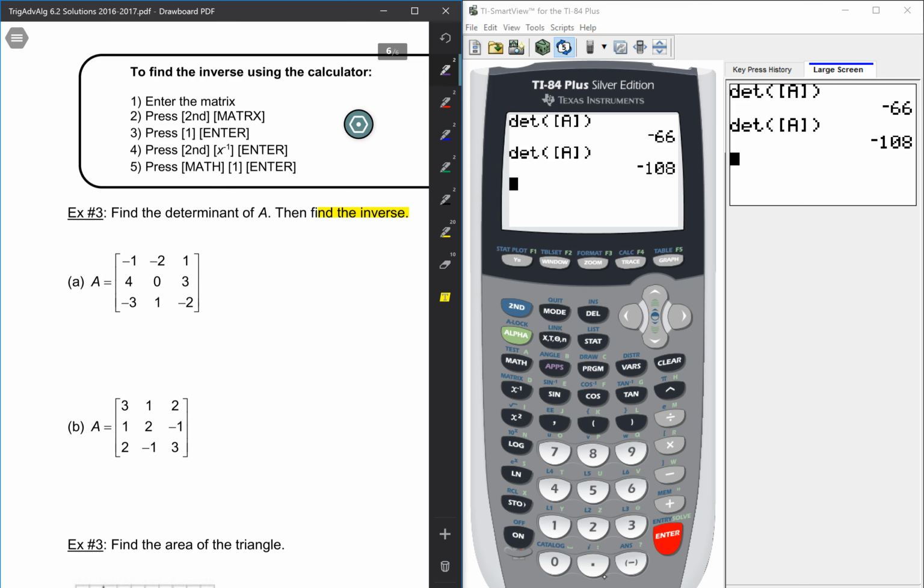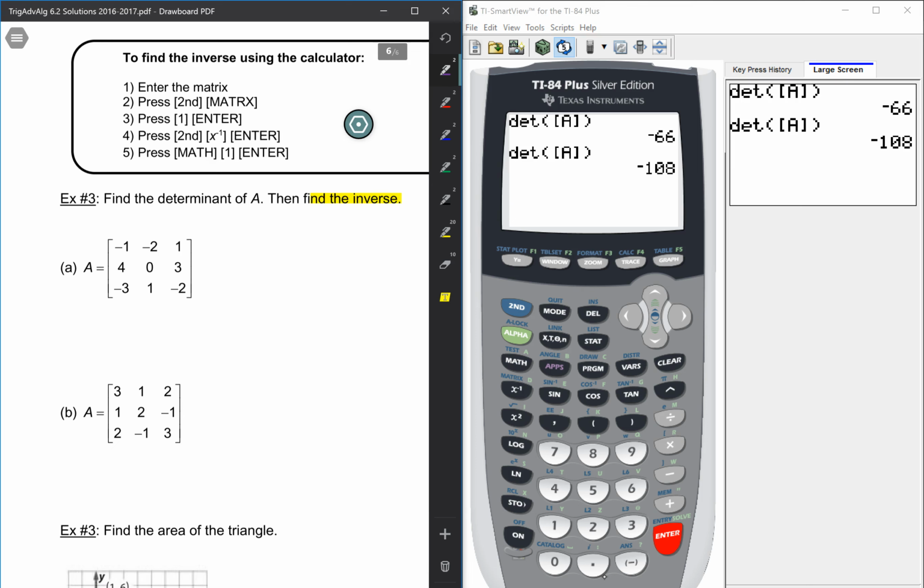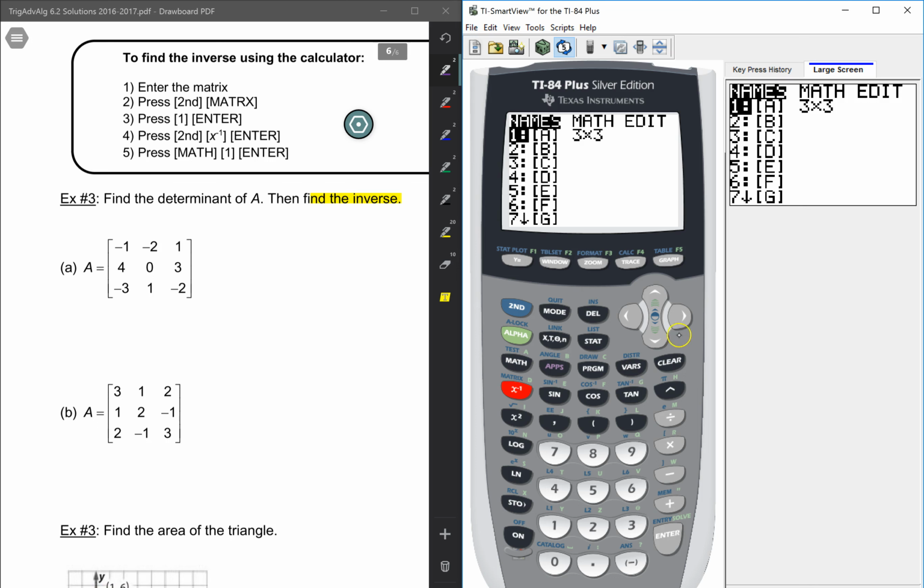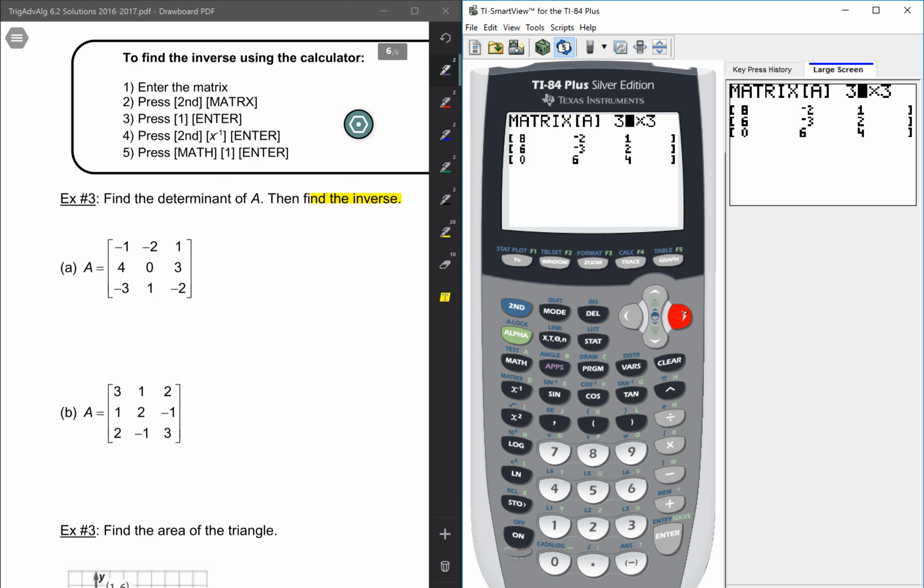Okay? All right. So we're going to put in our matrix again. We're going to put in this new matrix now. So it's negative 1, negative 2, 1, 4, 0, 3. Negative 3. Whoops, this was a 3. Negative 3, 1, negative 2.